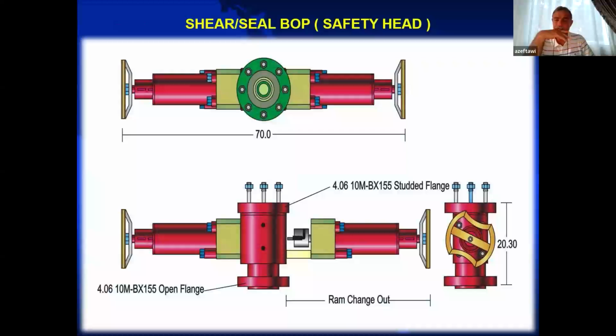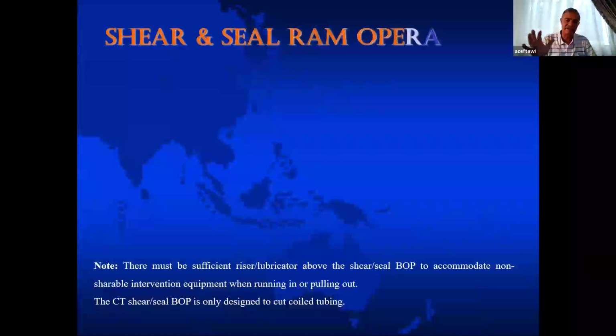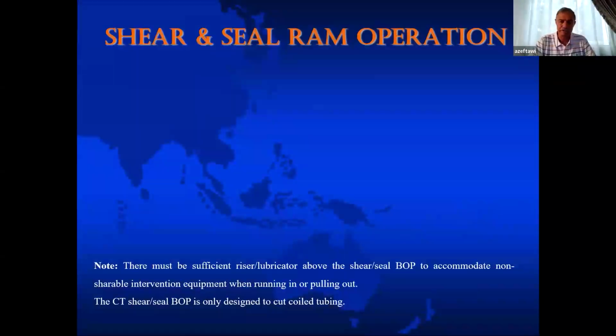Our tertiary barrier in coiled tubing is mainly the shear seal BOP. Sometimes we call it the safety head because we put it on top of the Christmas tree. Any BOP, by the way, once you close it hydraulically, you have to close it manually to lock it manually, to prevent the BOP from being opened during the job.